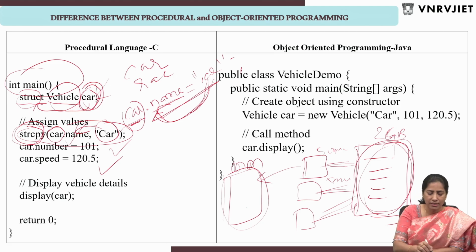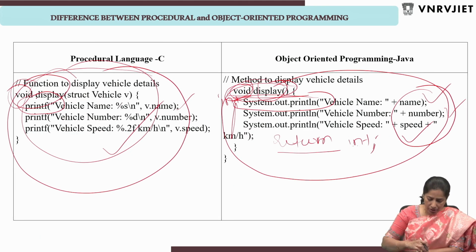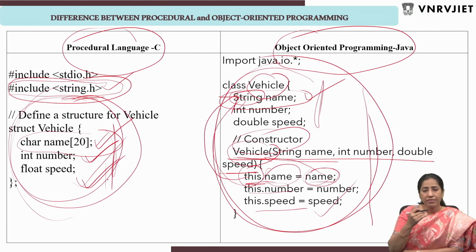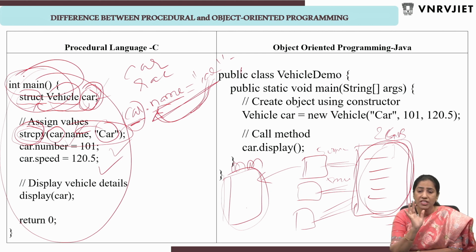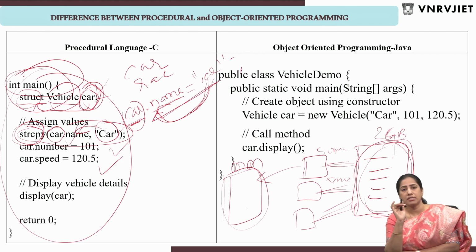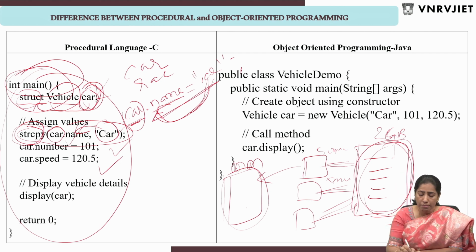Modularity, that means like this: main method, display method, okay, structure. Like this, we have divided the program into parts. In that, what is the main method? It is the method from which the program execution starts. So main memory is going to call the main method first, from where the program's execution starts.